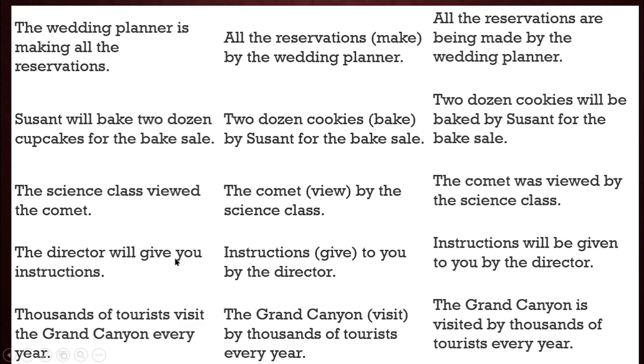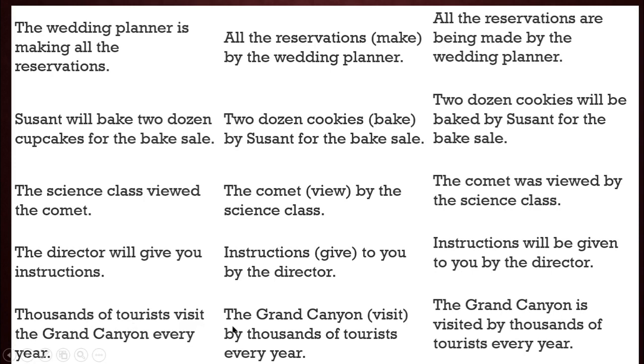The director will give you instruction. It is future indefinite tense. Instruction give to you by the director. This is the passive form of the sentence. So we are going to add an auxiliary verb and we are going to make this verb in past participle form. We will write down: instruction will be given to you by the director.